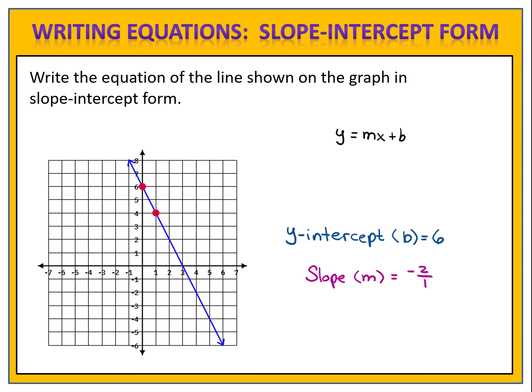We substitute these values into the equation, y equals mx plus b. Y equals m, which is -2/1, or -2, x, and then plus the b value, which is 6. The equation of the line, written in slope-intercept form, is y equals -2x plus 6.